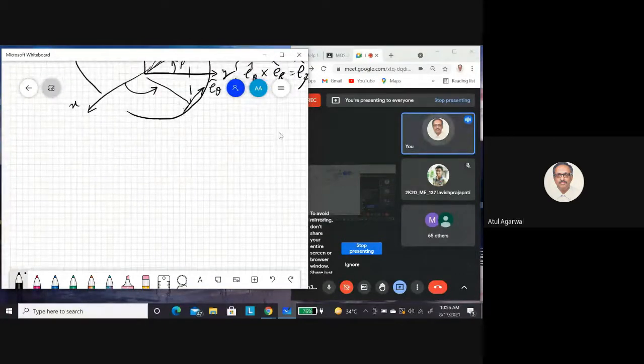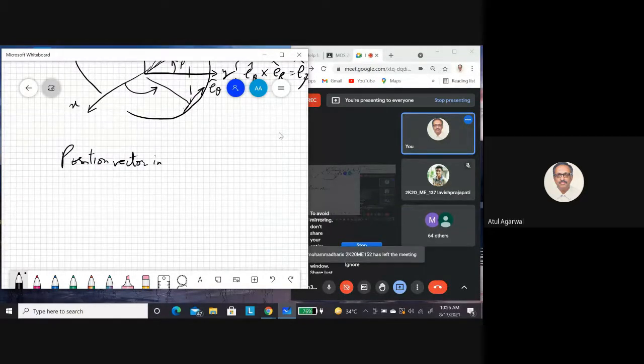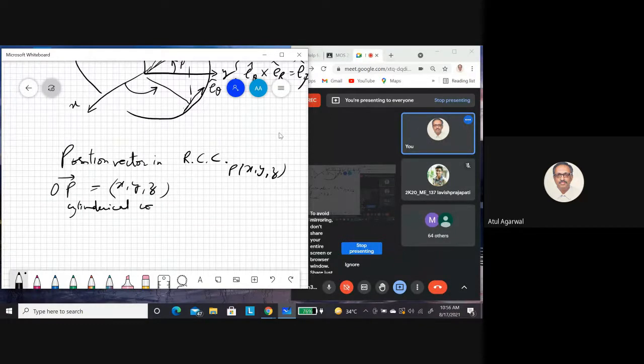Now, how do you define a position vector? In the rectangular Cartesian coordinate system, you just define it by x, y, z. So this is a position vector. Suppose P is your point x, y, z. This is what we will show. In the cylindrical coordinate system, what were your coordinates? R, theta, z.